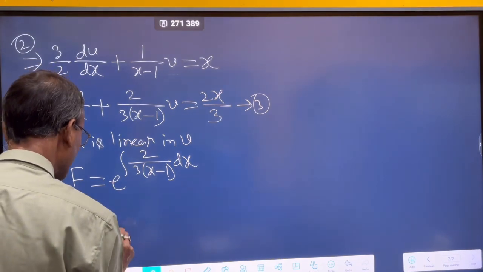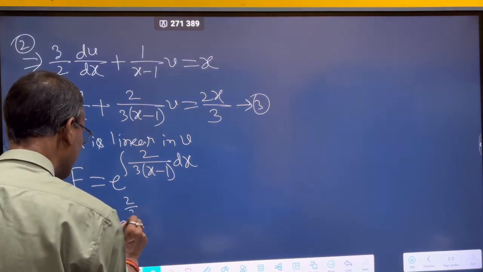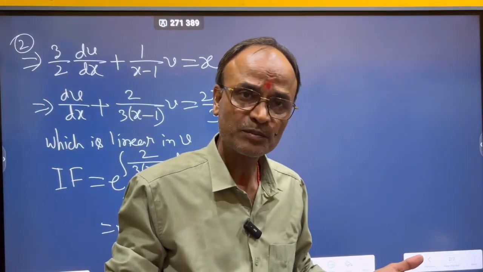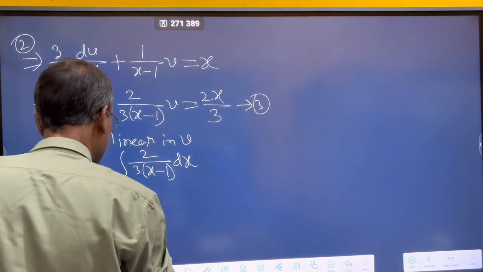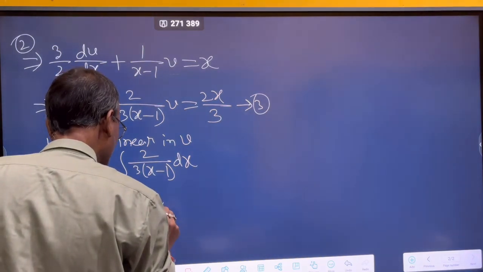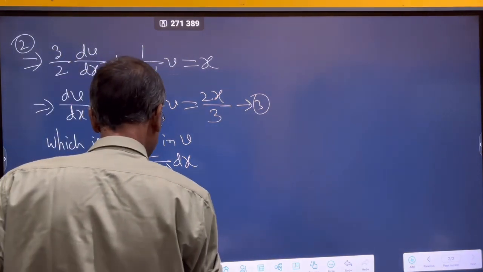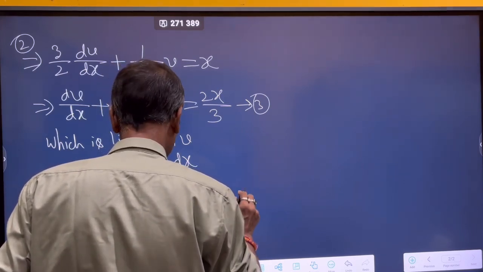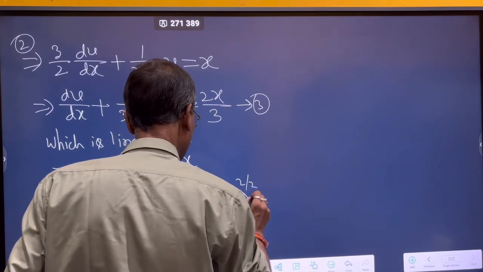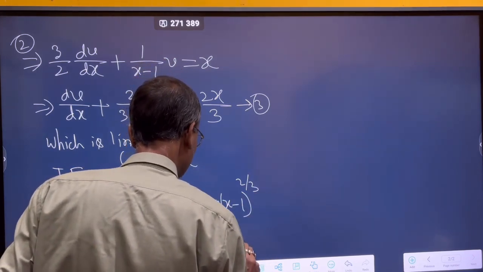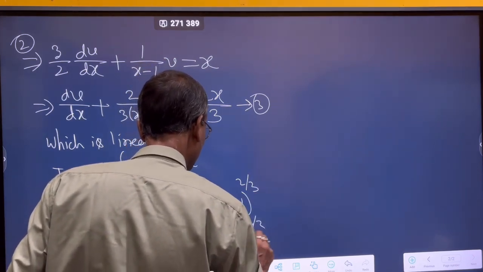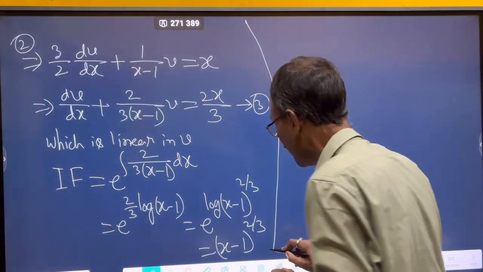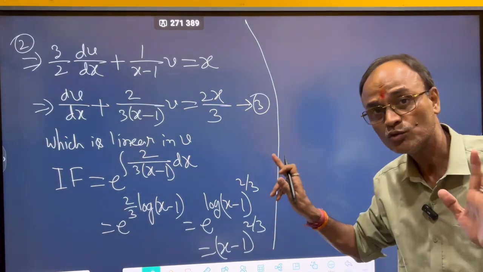This is equal to e to the power 2 by 3 times the integral of 1 by x minus 1. Integration of this is log of x minus 1. This is equal to e to the power log of x minus 1, whole to the power 2 by 3. This is equal to x minus 1 whole to the power 2 by 3. The integrating factor is x minus 1 whole to the power 2 by 3.